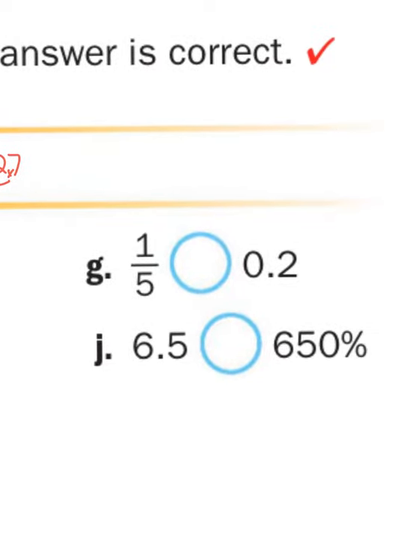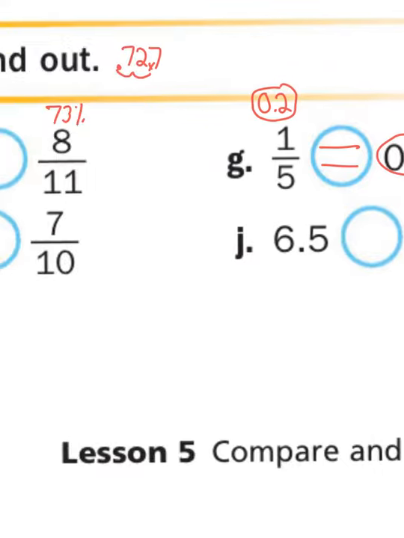In G, for 1/5, I do 1 divided by 5, which is 0.2. Now, I'm actually not even going to change them to percents because I notice 0.2 is the same as 0.2, so I already know they're equal. If you change them to percents, you should have 20% for both.